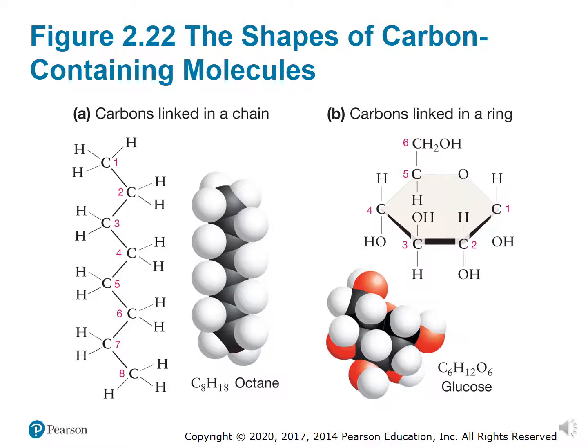Notice the carbon backbone and hydrogen coming off from the sides. On the other side, we have glucose, and glucose is in a ring, but notice that the backbone of this ring is still made of carbon, and coming off of the carbons are hydrogen and hydroxyl groups.